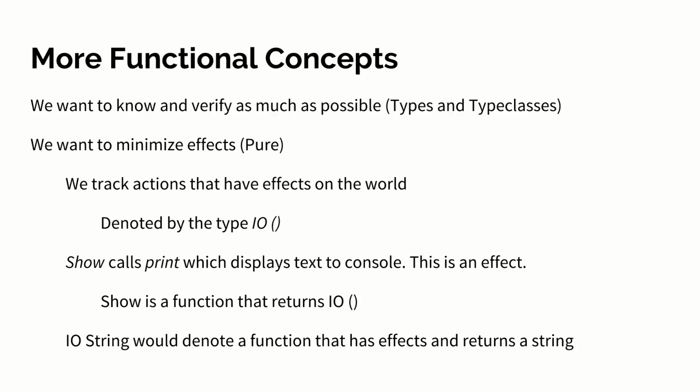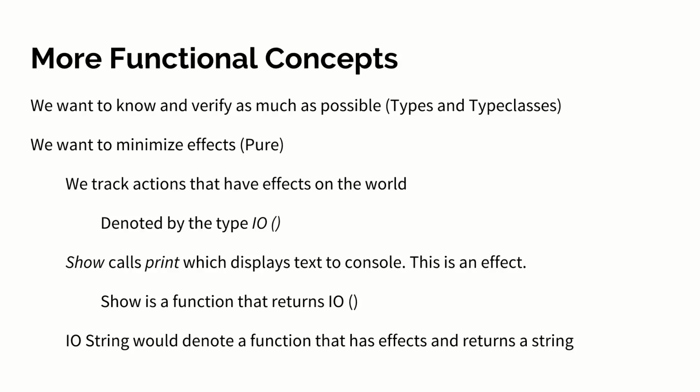Anything that has an effect is denoted by the type IO. For example, the function show internally calls another function called print. This displays text to the console. This does more than just calculate a value. It affects something somewhere. It affects the display on your screen. This is an effect. So the return type of show actually is IO.